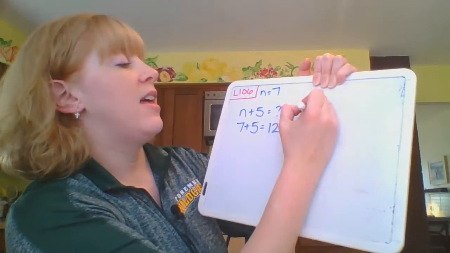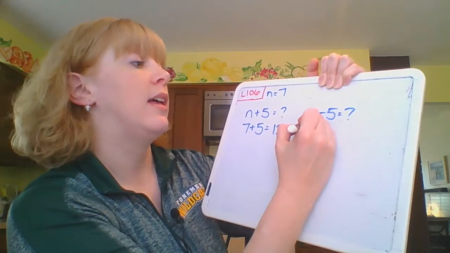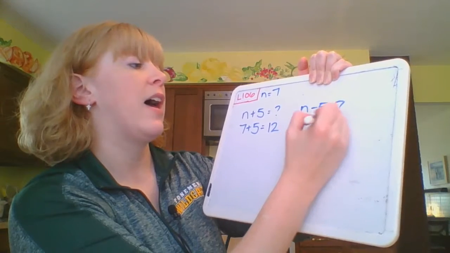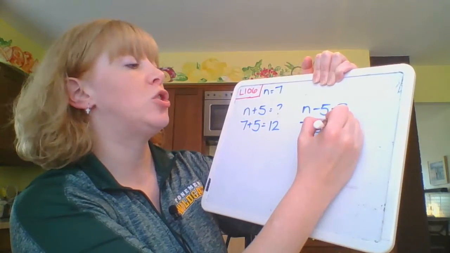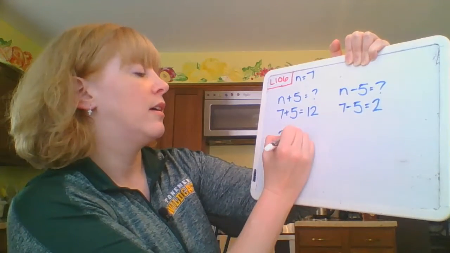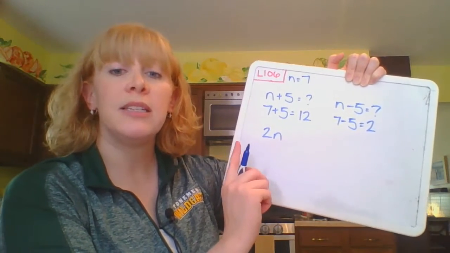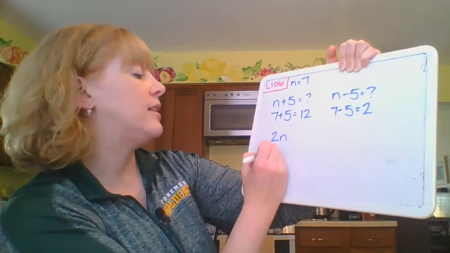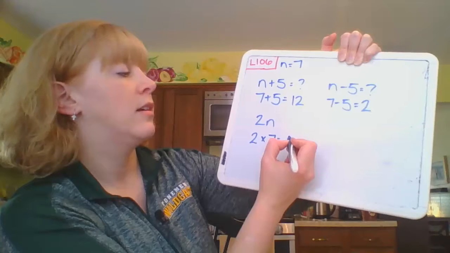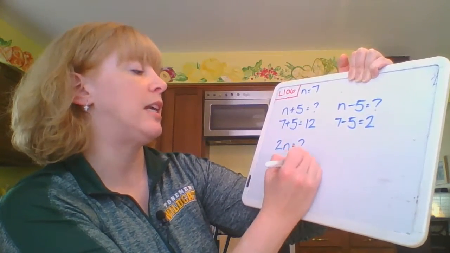Then they have n minus 5. n still equals 7, so 7 minus 5 equals 2. Then they have 2n. Remember, when that letter is right next to the number, that means it's a multiplication problem. So I can say 2 times 7. 2 times 7 equals 14.